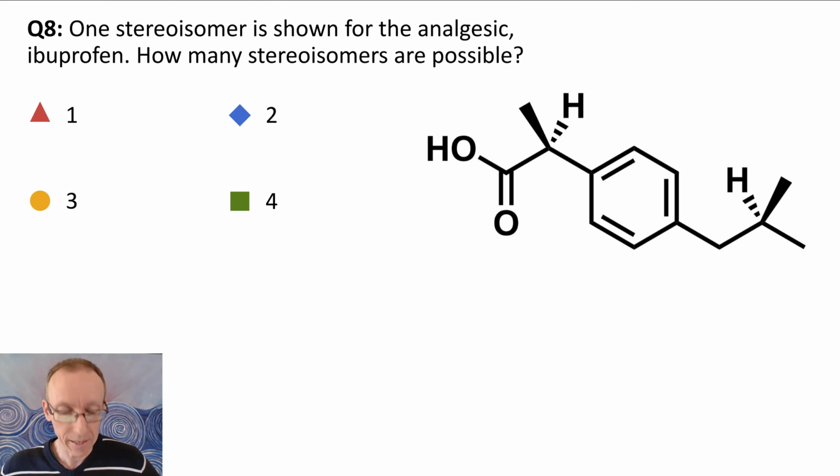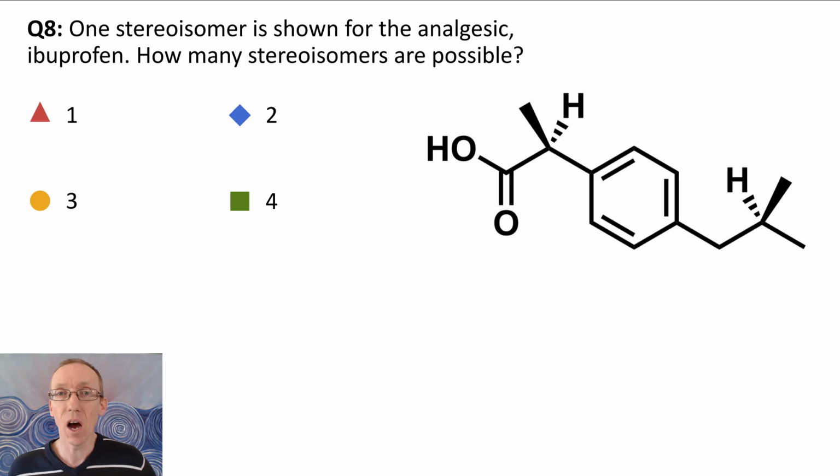Okay, moving on to question 8. One stereoisomer is shown for ibuprofen, which is an analgesic that you may have taken yourself for a headache or for inflammation. It's a non-steroidal anti-inflammatory, so it's used a lot and it's readily available in most countries. How many stereoisomers are possible for this compound?